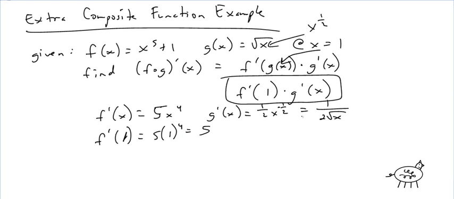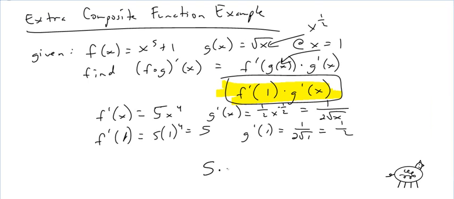Okay, and if I put a 1 into here, g prime of 1 is 1 over 2 square root of 1, which is just 1/2. So it's really, again, this guy right here. And it's going to be f prime of 1, which is 5, times g prime of 1, which is 1/2. So my answer is 5/2.